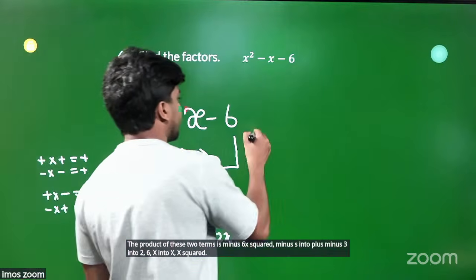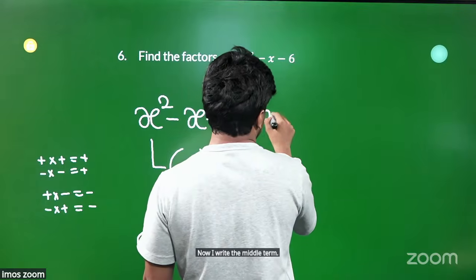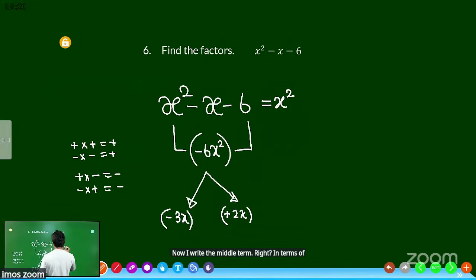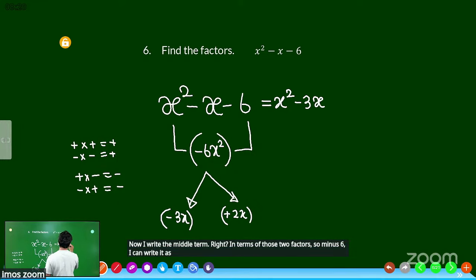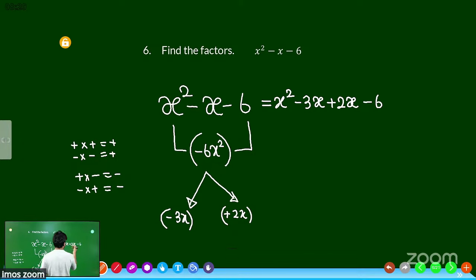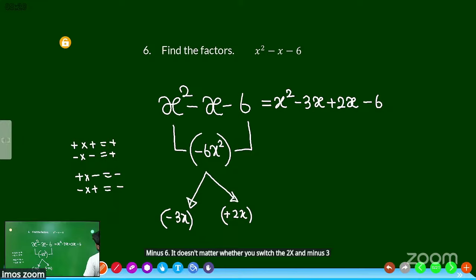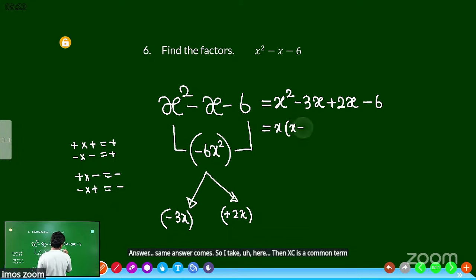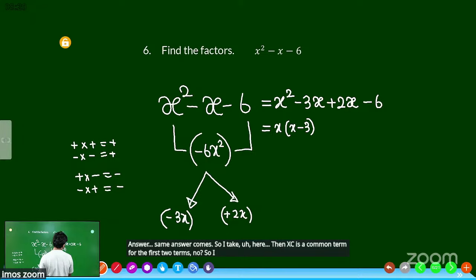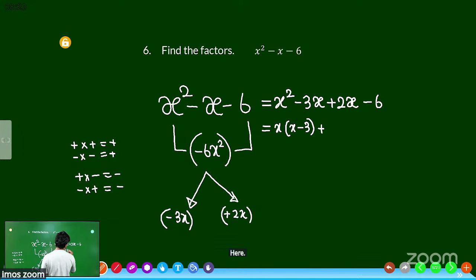Now I write the middle term in terms of those two factors. So minus x, I can write as minus 3x plus 2x, minus 6. It doesn't matter whether you switch the 2x and minus 3x; the same answer comes. Then x is a common term for the first two terms, so I can take x out like this. Here I can take 2 out like this.